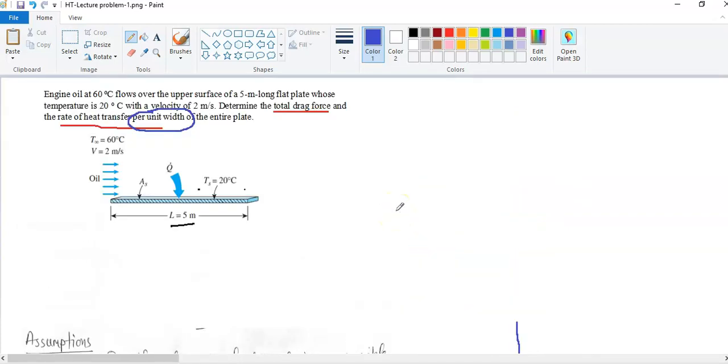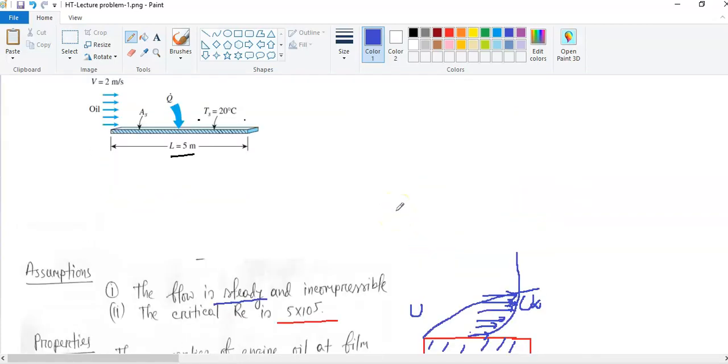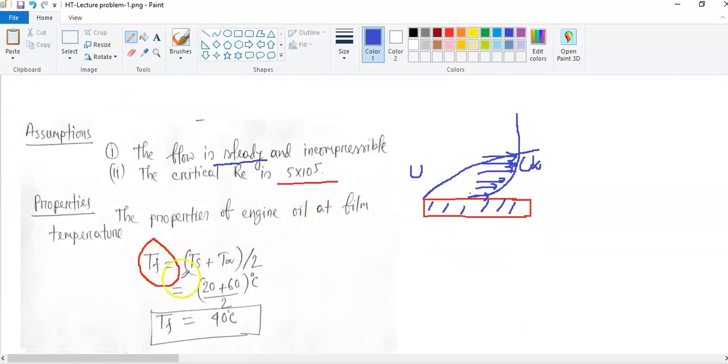As the temperature and the other properties usually vary, what we will do is calculate the average temperature, and our assumption is the properties will be constant at this film temperature. This temperature is actually called the film temperature. We discussed it during the lecture.